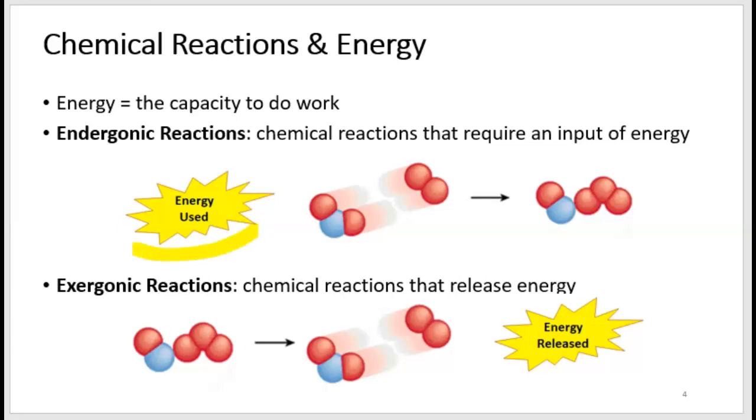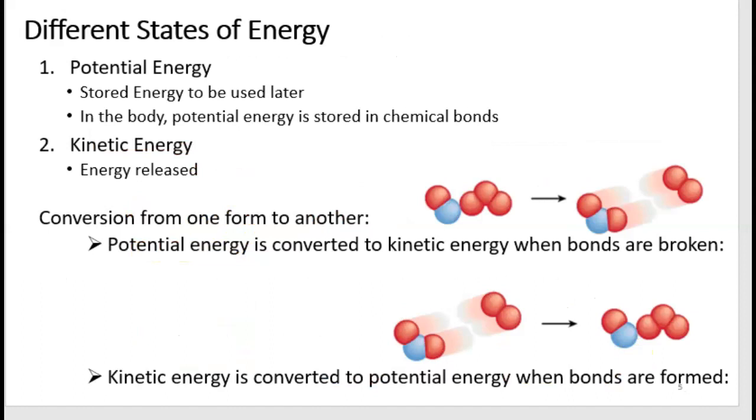When energy is required for the chemical reaction to proceed, we call it endergonic. If instead energy is released when the chemical reaction occurs, we call it exergonic, to release the energy.